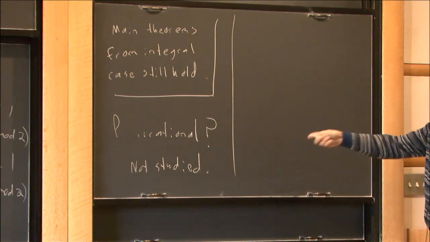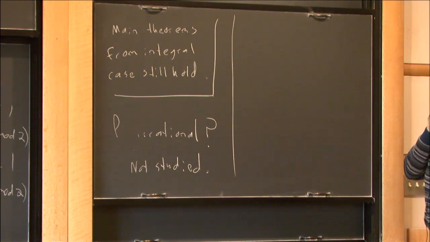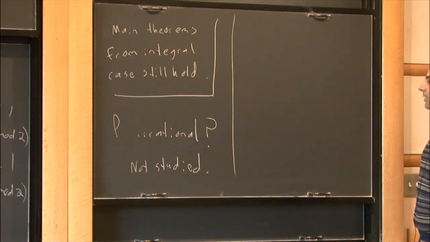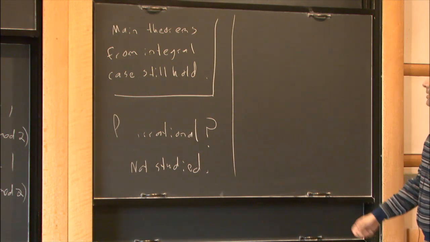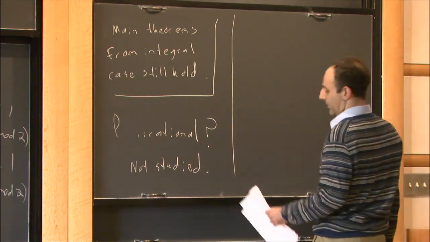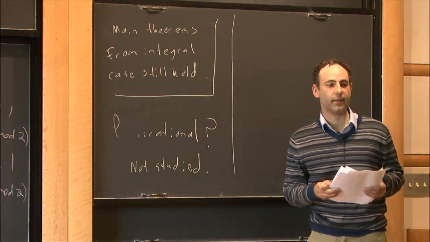Soon enough, I'll tell you what we know about the irrational case. There's a lot that we'd like to know, but we do know some interesting things about it. But I want to switch gears and go to symplectic geometry to tell you a little bit about how the irrational case comes up. Unless there are any questions about this.